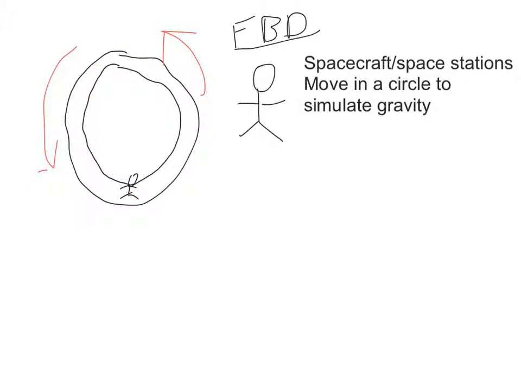Now, if we drew a free body diagram showing the forces acting on this person, there would only be a single force acting on them, and that would be the normal force of the spacecraft, some edge or surface of the spacecraft, pushing against the person. And this force would be a centripetal force. It would be a center-seeking force that points towards the center of the spaceship. This normal force is going to be our gravity. This is our simulated gravity right here.